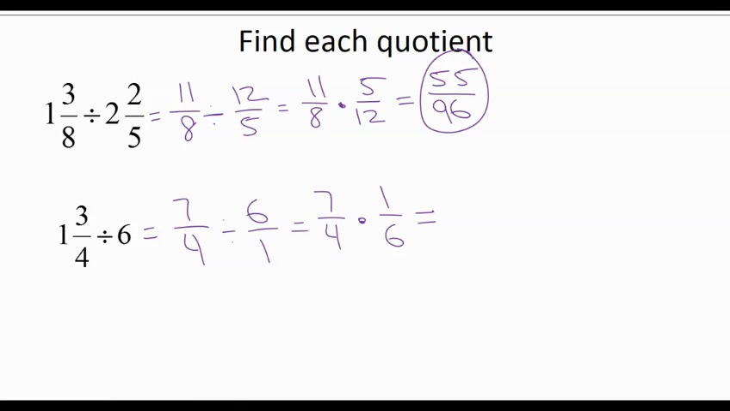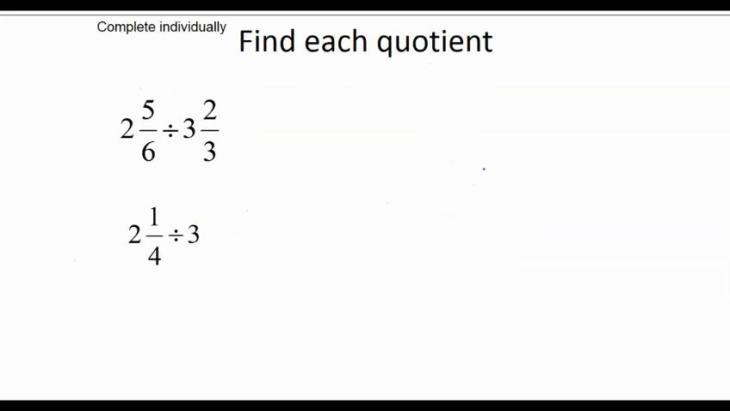I don't think I can simplify at all here. So 7 times 1 is 7. 4 times 6 is 24. There's nothing I can simplify. So my answer is 7/24. All right, let's see what's next.